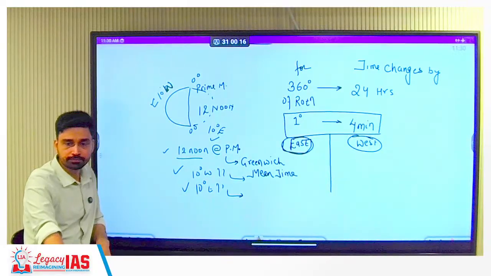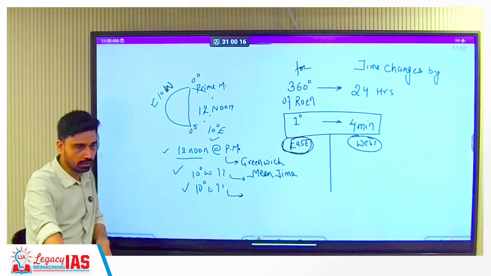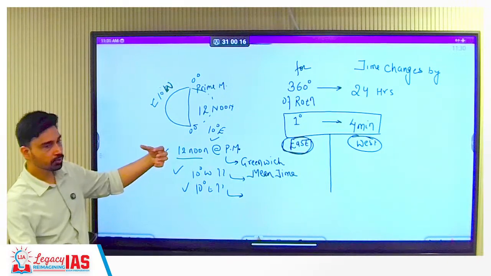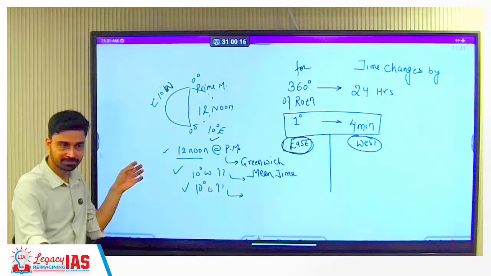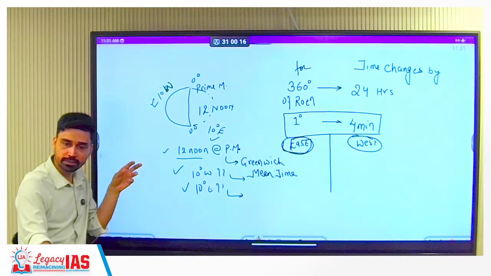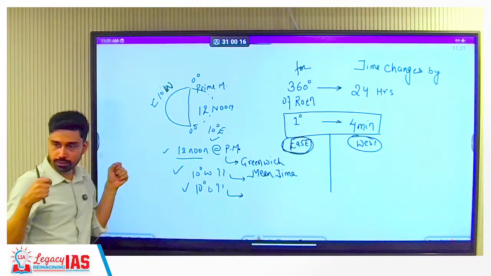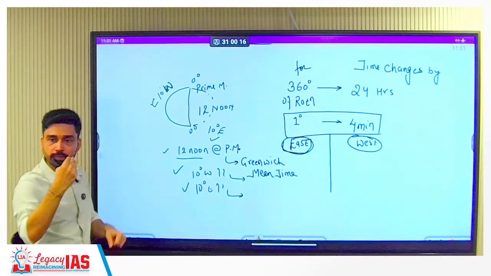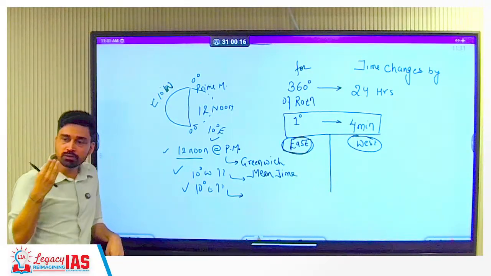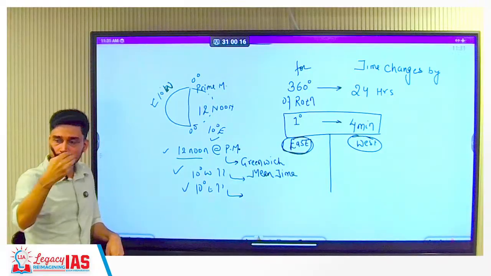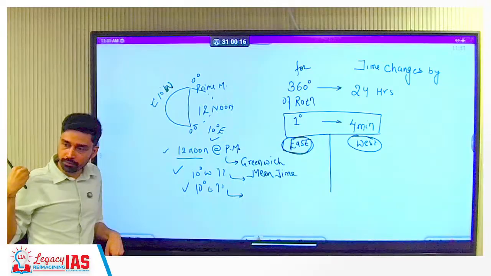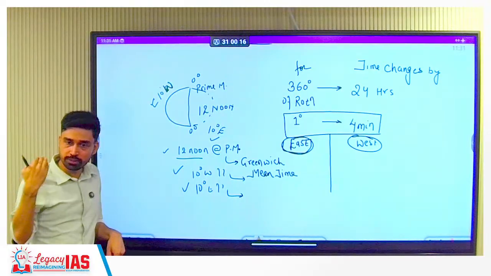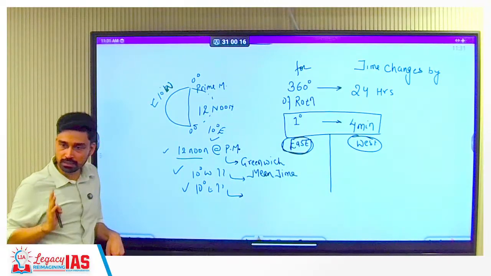What is the reason? So basically, is Earth rotating from east to west or west to east? West to east. Okay, Earth is rotating from west to east. Sun appears to move from east to west. So eastern places will always be ahead. Western places will always be lagging behind. Why? Because the sun has already passed over the eastern places, and now the sun still has to move and reach the western places. Right? So eastern places are ahead, western places are lagging behind.